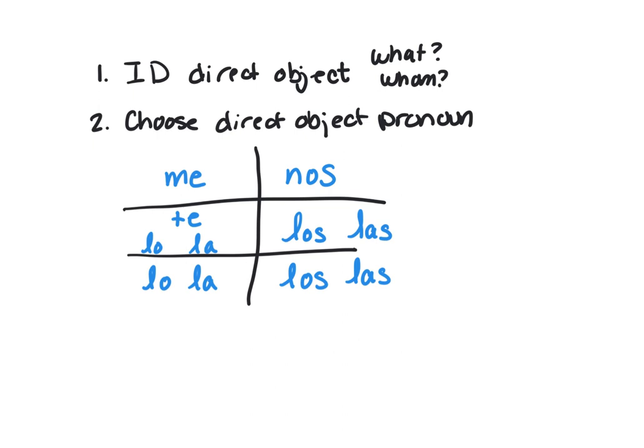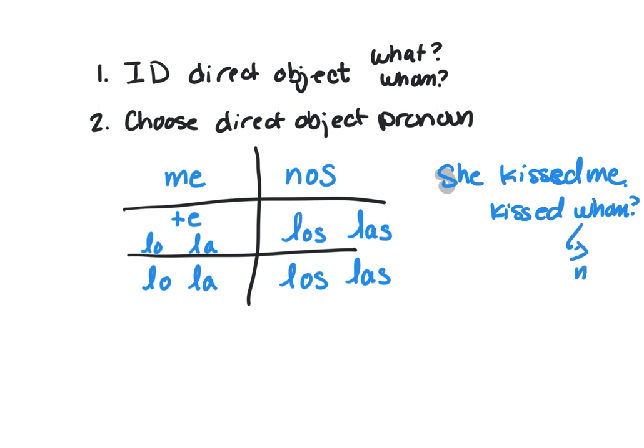We do have some things like, for example, if I wanted to say, she kissed me. So I would say kissed whom? And the answer would be me. So I would use the direct object pronoun me for that. So I would say ella, and then besó, and then me would be the pronoun I would change with that. We got a little ahead of ourselves though.